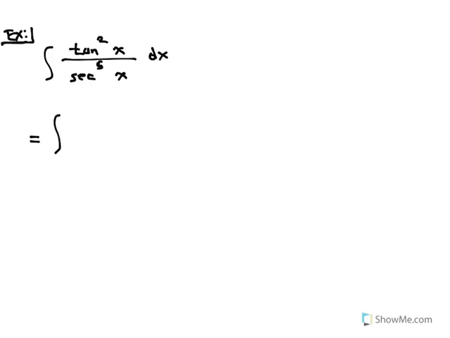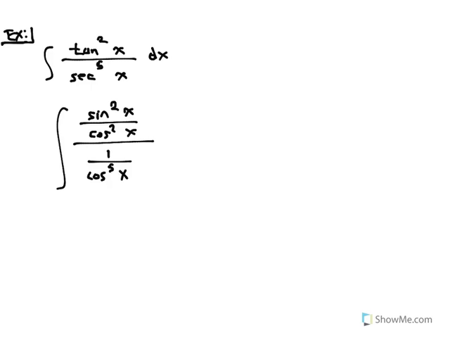So if we convert everything to sines and cosines, tangent is sine over cosine, so we have sine squared x over cosine squared x. Divide that by secant, which is 1 over cosine, so we have 1 over cosine to the 5th power of x. And what you want to do next is to go ahead and do the division. So you have sine squared x over cosine squared x. How do you divide? Multiply by the reciprocal.